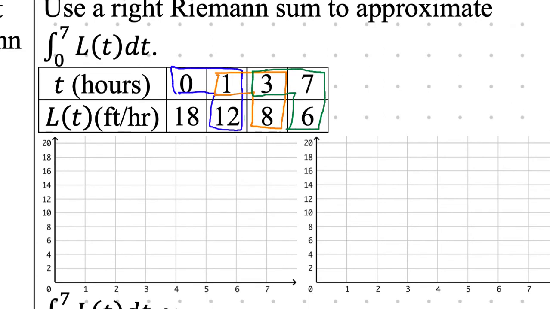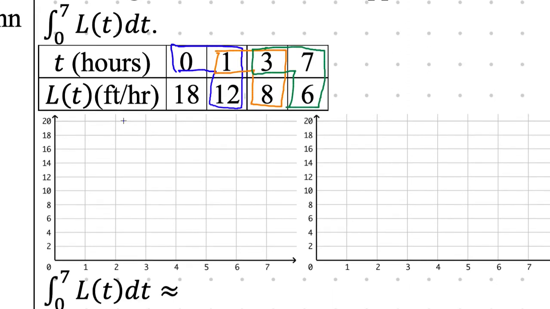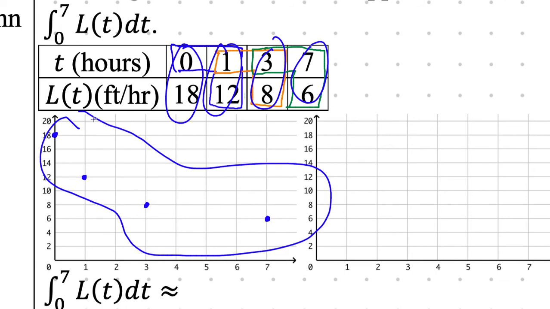All right, so I'm going to go ahead and graph all of this data. The right graph, just ignore for now. It's going to be very helpful to see what happens if I have an increasing function. I'll make up random points for you. So graph 0, 18, graph 1, 12, graph 3, 8, and 7, 6. I graphed 0, 18, 1, 12, 3, 8, and 7, 6. All 4 of those points have now been graphed right there.